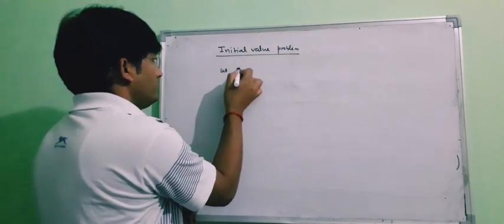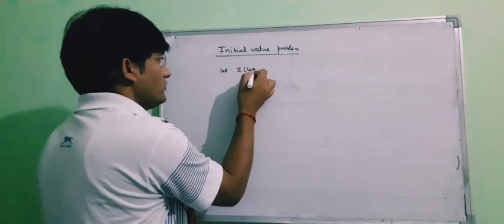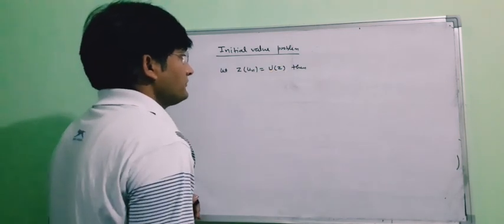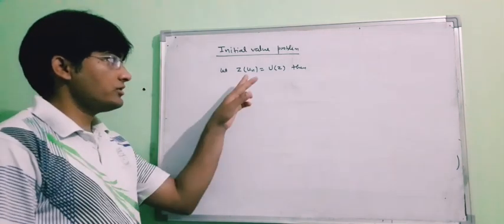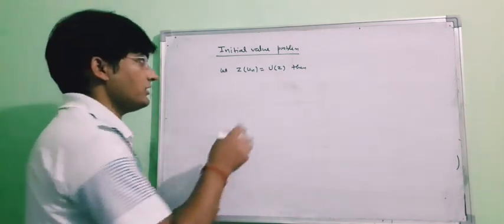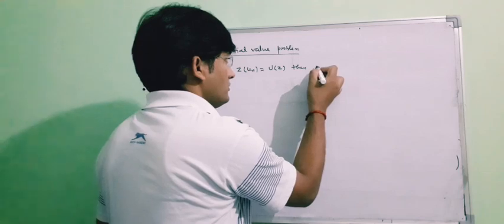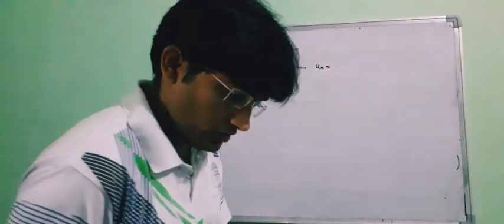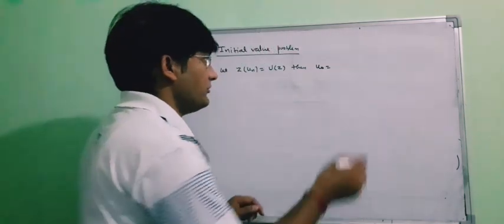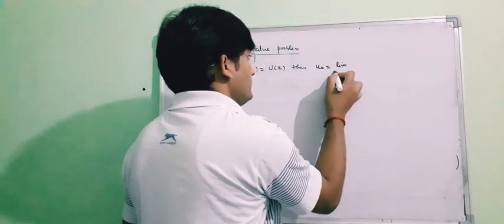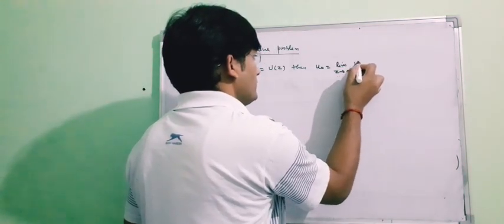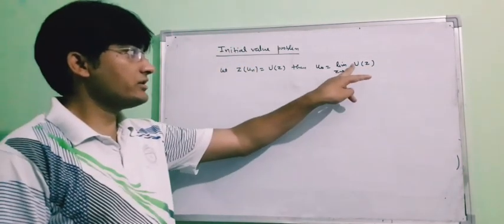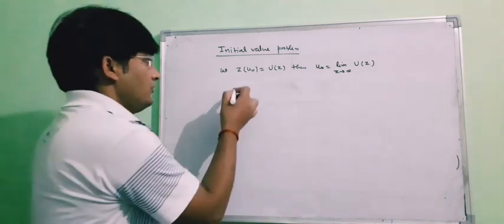Let the Z transform of the sequence un be U(z). Then u0 is equal to the limit as z tends to infinity of U(z). Proof.